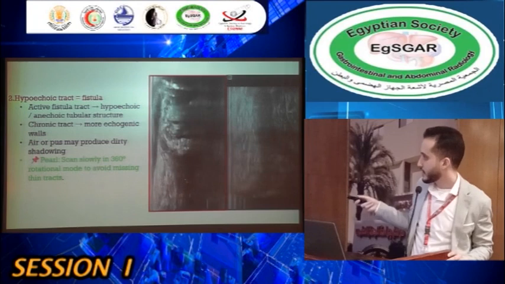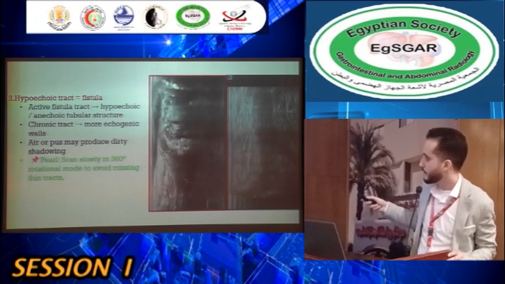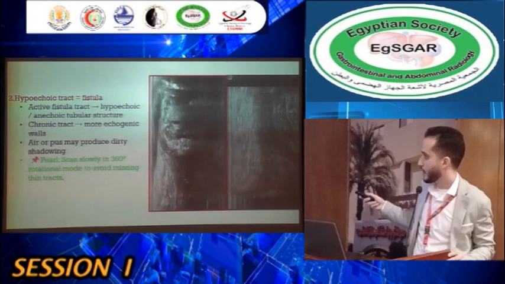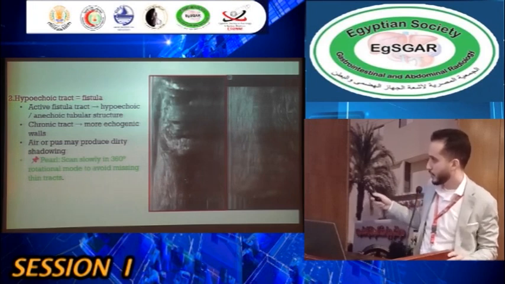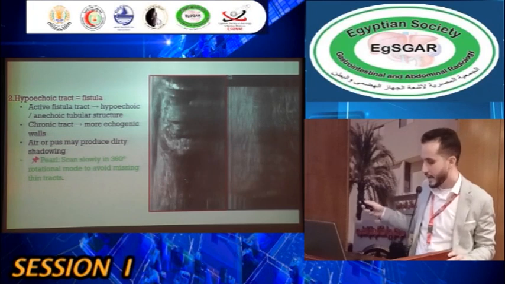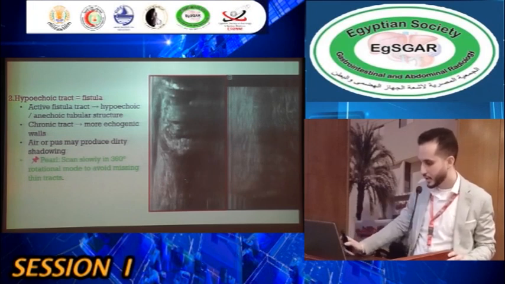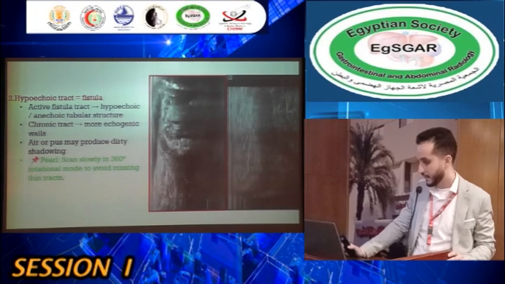Any hypoechoic tract equals fistula. Active fistula tracts appear as a hypoechoic or even anechoic tubular structure. If it is a chronic tract, it will appear with more echogenic walls. Air or pus may produce dirty shadowing. So the pearl here is to scan slowly in 360 rotational mode to avoid missing any thin tracts.